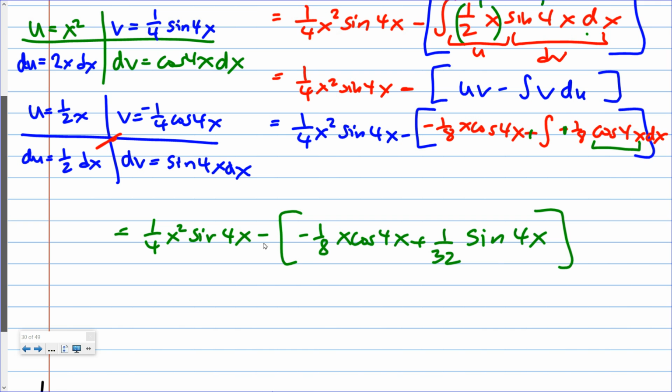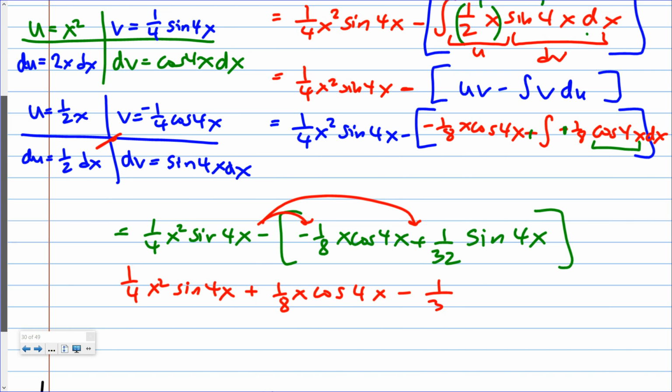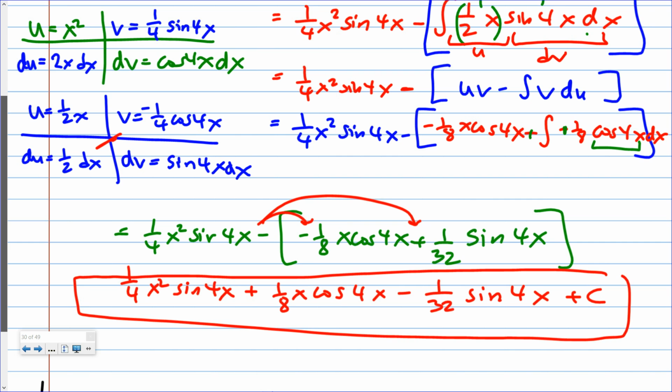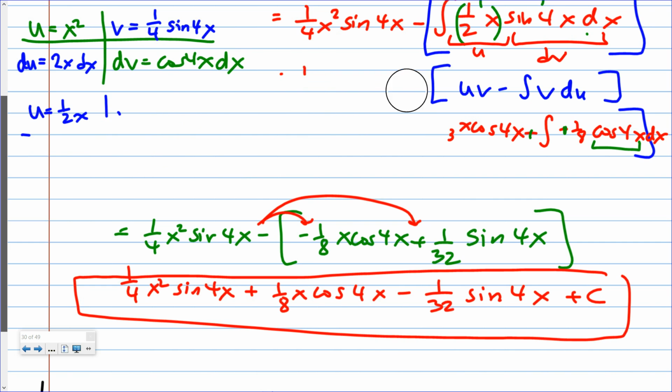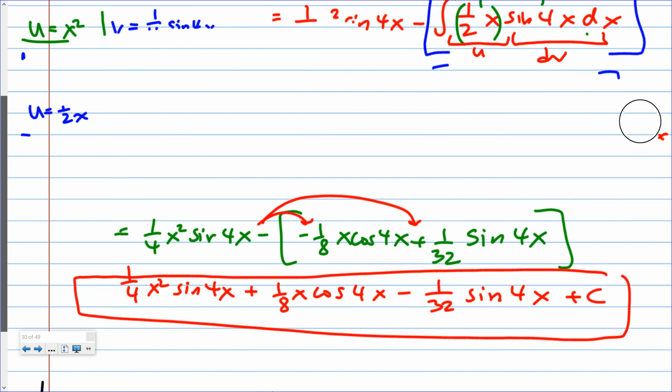The only thing I need to do is distribute this negative. Okay, so my answer is 1/4 x squared sine 4x plus 1/8 x cosine 4x minus 1/32 sine 4x. Okay, don't forget the plus C. And there's my answer. Okay, hopefully we have time. I'm going to do a trick on this one. This was a lot of work.